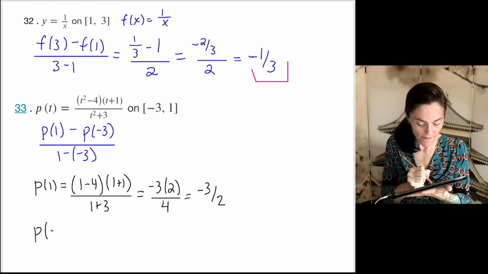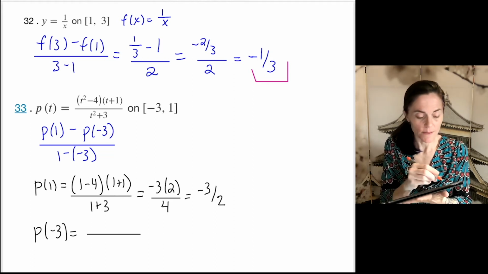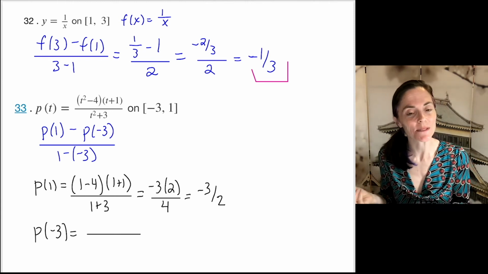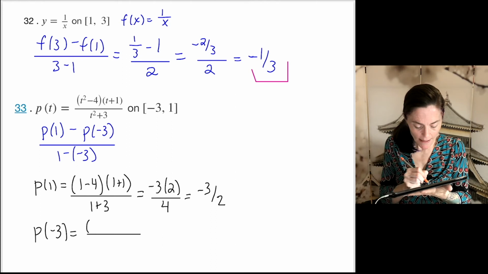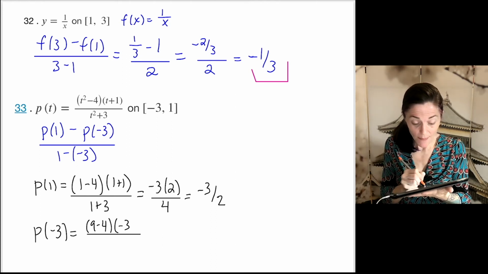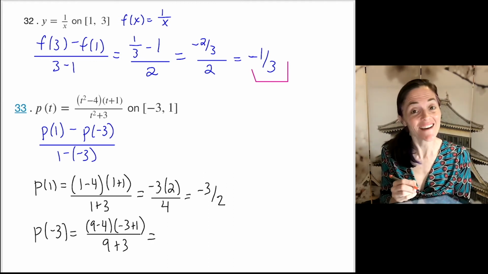Now, P of -3. This will be similar, we'll calculate it in a few steps. So -3 squared is 9. So we have 9 minus 4. We have -3 plus 1. And then we have 9 plus 3. So what do we have here?